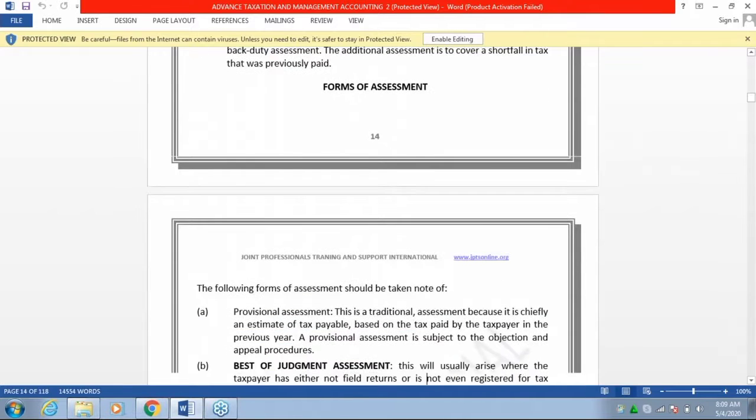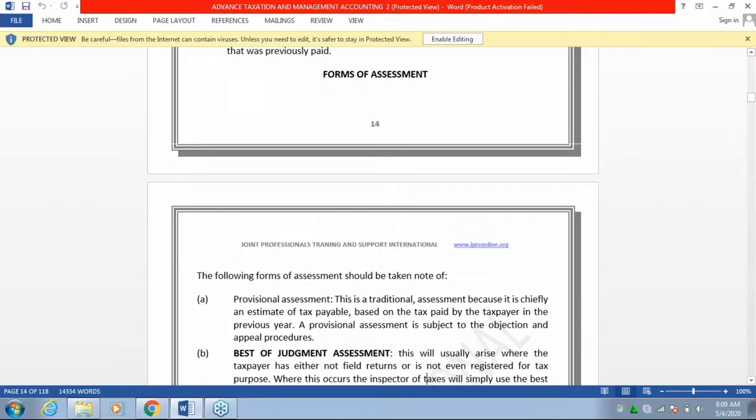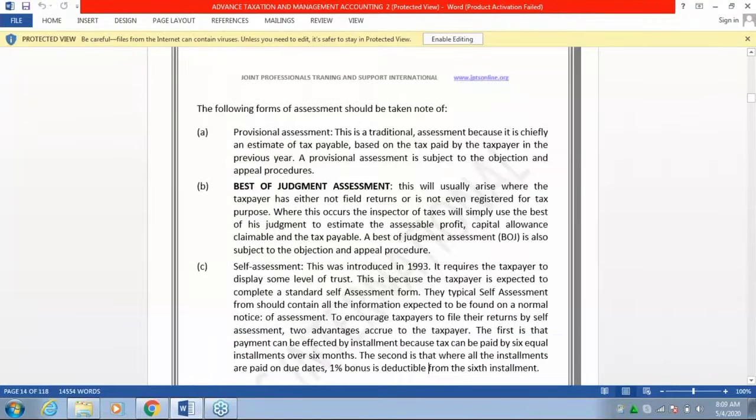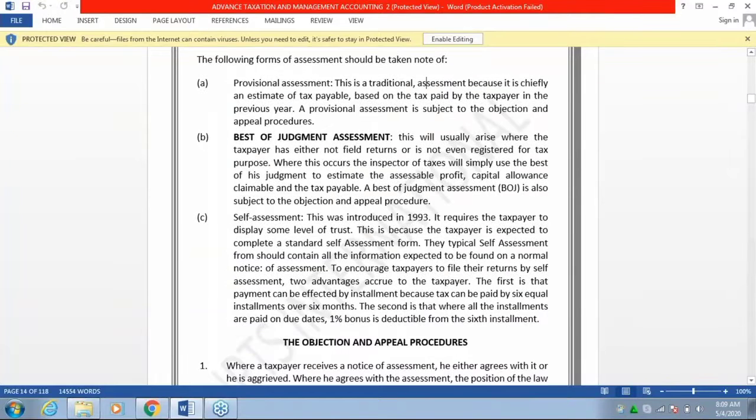What are the forms of assessment? When we are talking of the first form of assessment, we have provisional assessment. We have the self-assessment. Talking of the provisional assessment, it is a traditional assessment because it is just a way by which we estimate the tax that is payable based on the tax paid by the taxpayer in the previous year. And the provisional assessment is subject to the objection and appeal procedures.